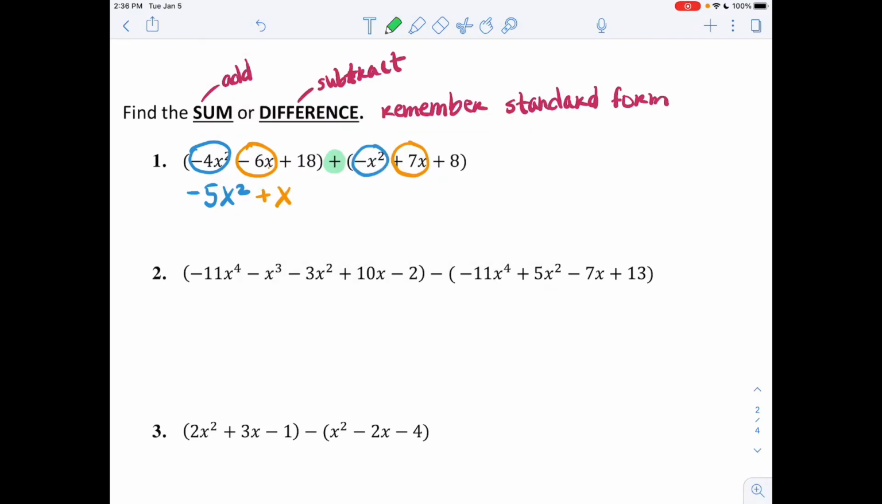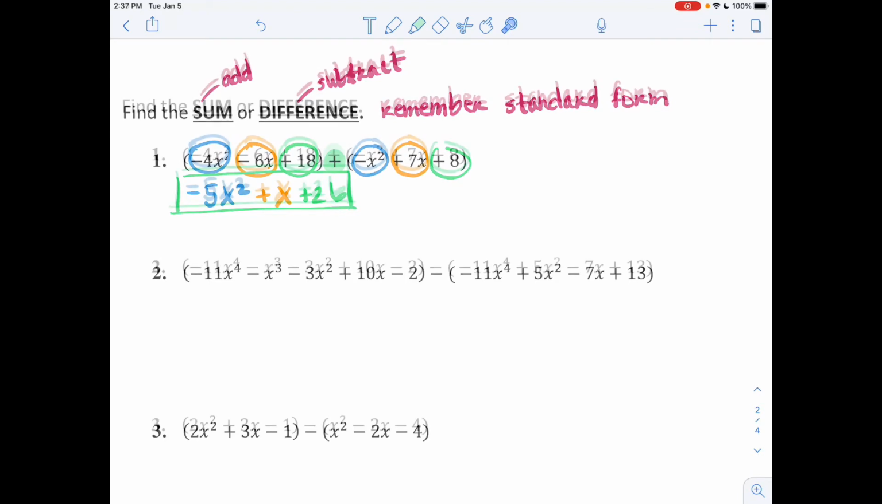Next, our constants are the only thing we have left. So I have a positive 18 and a positive 8. That's going to give me a positive 26. And so this is my final answer. Notice that it is in standard form. I have my biggest exponent first, my 2. I don't have an exponent on this x, but it has an implied 1 here. And then this one just doesn't even have an x. So they are in decreasing order.